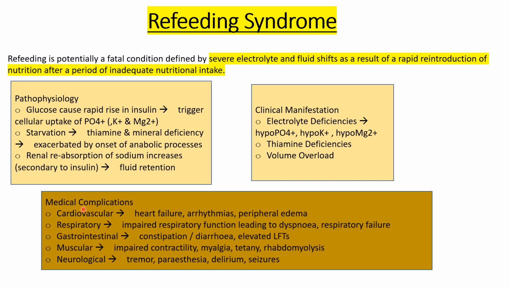So the medical complications you have grouped according to the systems. So cardiovascular, you can have heart failure, arrhythmia, peripheral edema. Respiratory, you have impaired respiratory function leading to dyspnea and respiratory failure. GI, you'll have constipation, diarrhea, and elevated LFTs. The muscular system, you have impaired contractility, myalgia, tetany, and rhabdomyolysis. Neurological, you have tremor, paresthesia, delirium, and seizures.